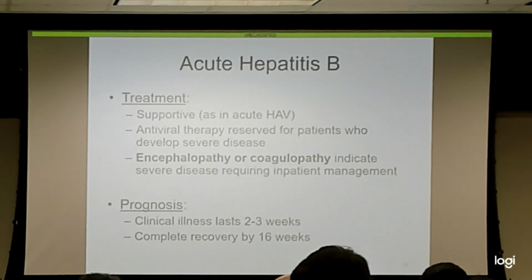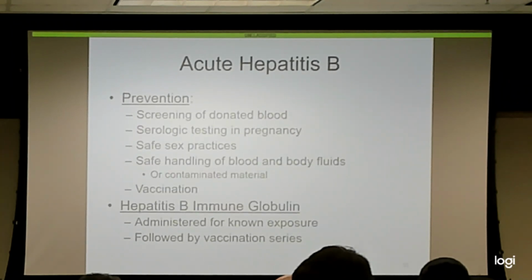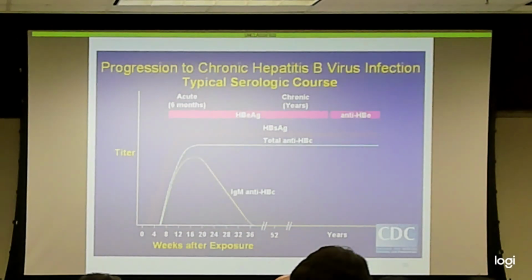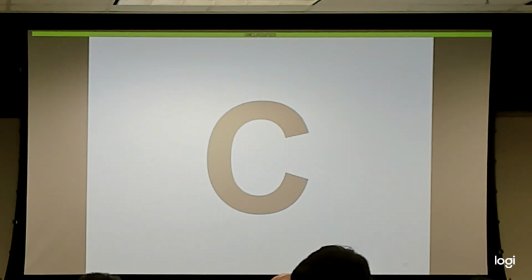Prognosis: illness usually lasts 2 to 3 weeks, and they are usually completely recovered by week 16 unless they go chronic. Prevention: screen donated blood, serology testing in pregnancy, safe sex practices, safe handling of food and body fluids, and vaccination. Hepatitis B immunoglobulin is administered for known exposure and followed by the vaccine series. So it's not a one and done, right? So this is for the vaccine. All right, C.